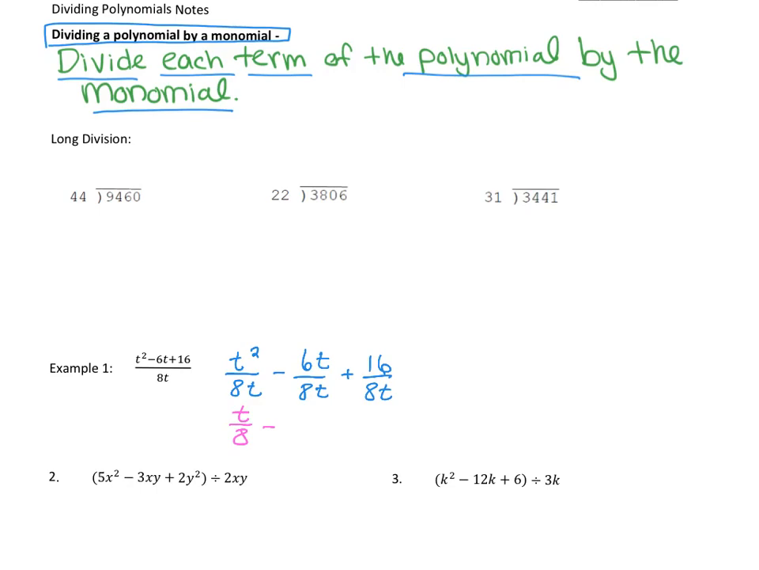In my middle term, these t's will divide to 1. And then 6 over 8 will reduce to 3/4. In the last term, t will stay in the denominator, but 16 and 8 reduce to a 2 in the numerator. So that is how we divide polynomials by a monomial. So go ahead and pause the video now and try examples 2 and 3.